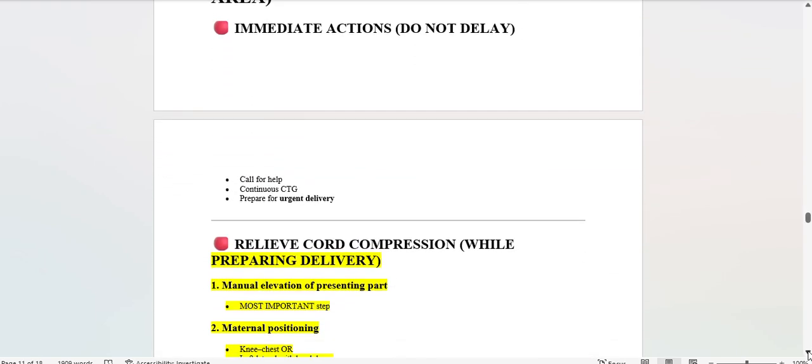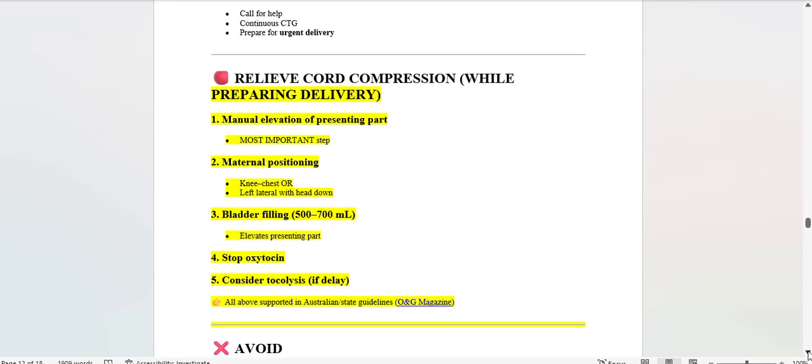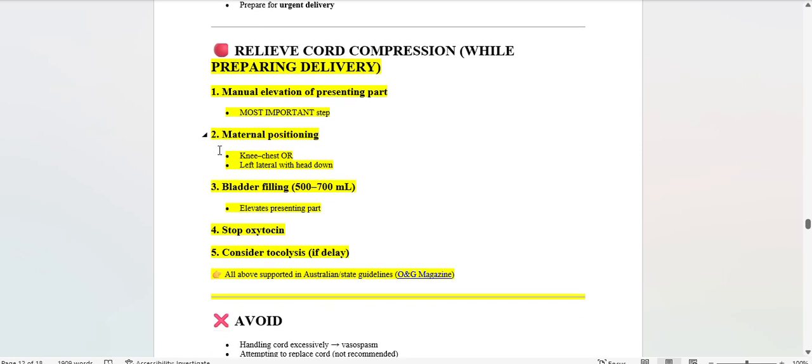Management, immediate actions, do not delay. Call for help. Continue CTG. Prepare for urgent delivery. Manual elevation of the presenting part is the most important step. Maternal position: knee chest, or left lateral with head down, and bladder filling. Stop oxytocin, stop, not taper. Don't be confused. In the exam they will give taper off as an option and you may choose it. No, stop oxytocin, and consider tocolysis if delayed. But the safest option in the exam is the knee chest position.